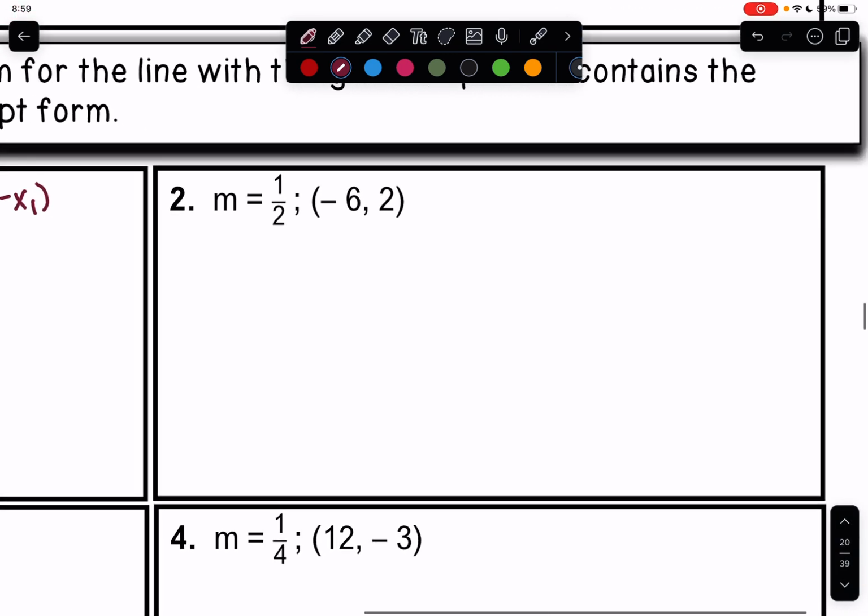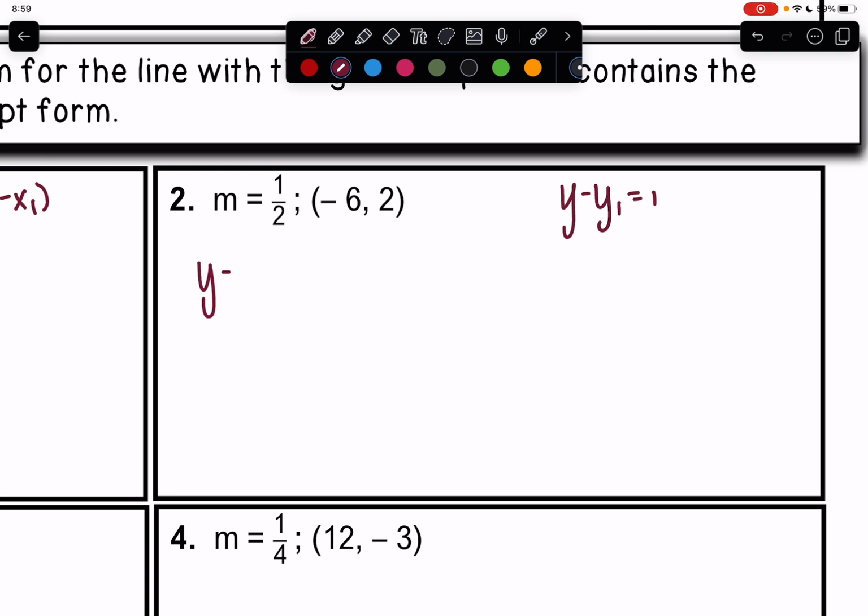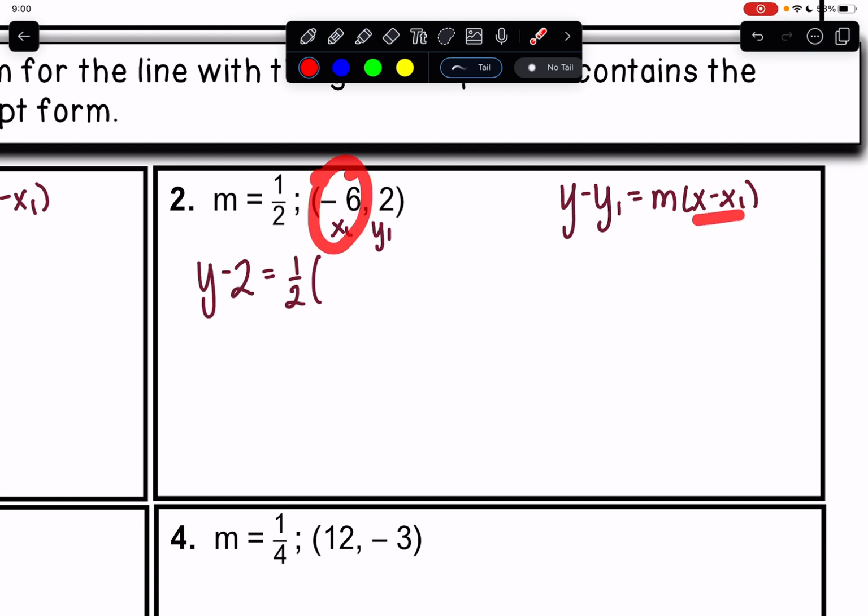Same thing. We get y equals, y minus, I'm already going too fast here, so I'll write that one more time. Okay, so we get y minus, if we want to label this, y1 is 2 right here, the y value from the ordered pair. That's equal to m. M is a fraction, 1/2, times x minus x1. My x1 is negative 6.